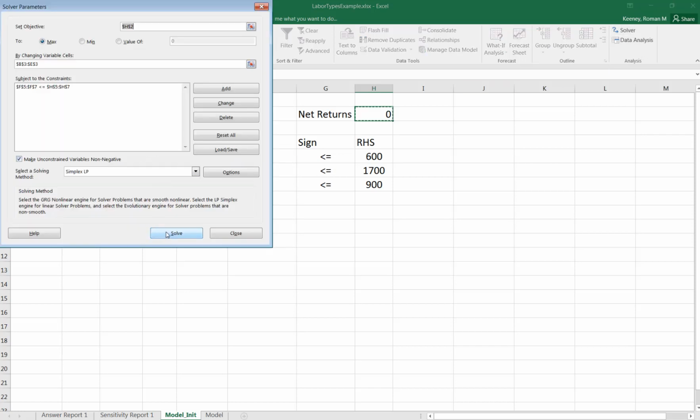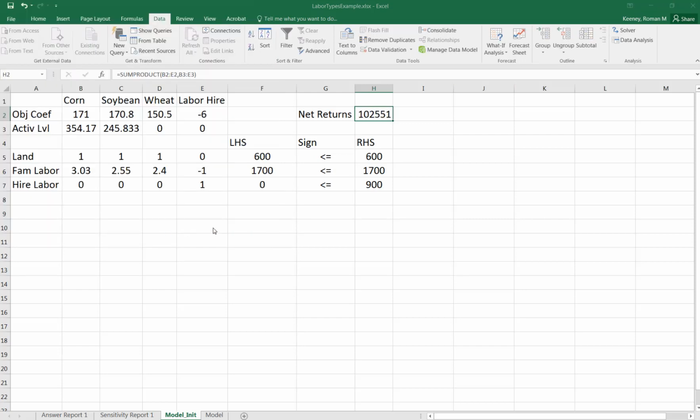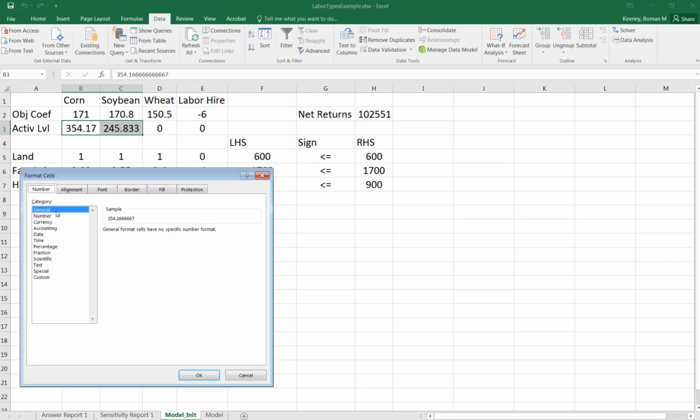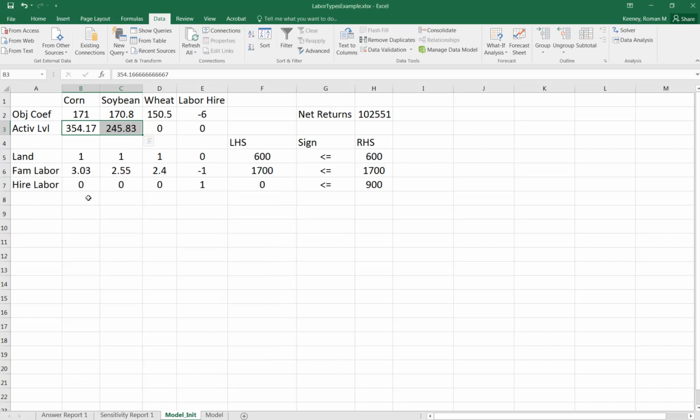So I think I have it all set up in Solver. If we run that, we get this. So I believe if you look in the book, it gives the solution here. Something like this: 354.7, 245. So we're using 600 acres, right? And you can see down here that it's binding. We're using 1,700 hours of family labor, and we are not hiring any labor. Okay, so that's our first solution.